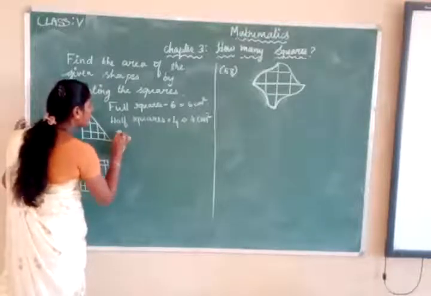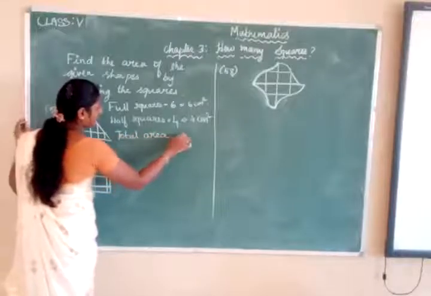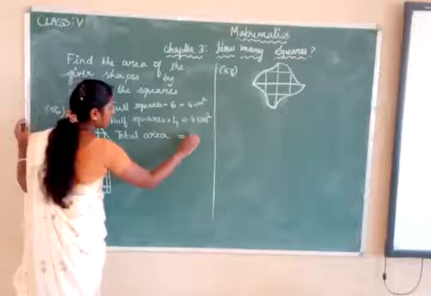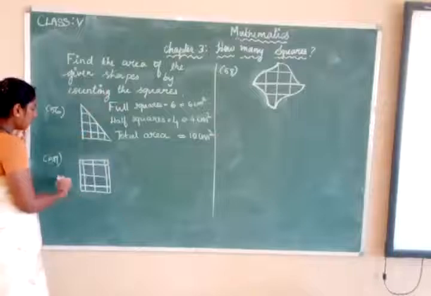Now total area is equal to 6 plus 4. How much is that? 10 centimeter square. That's all. Okay, coming to the next question.